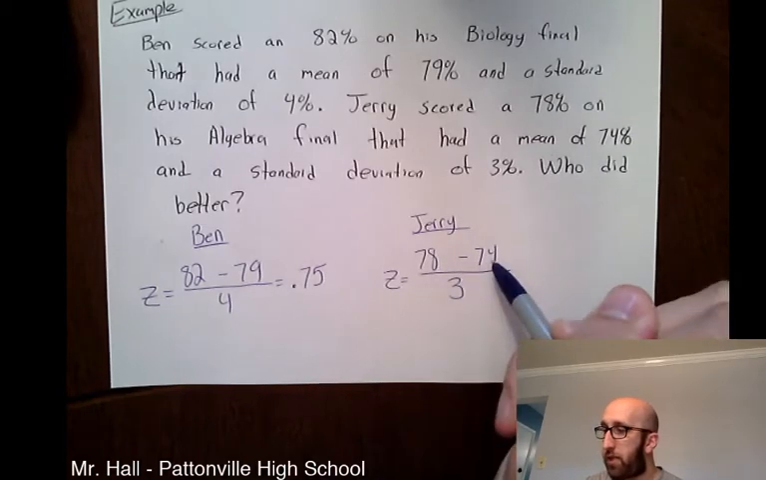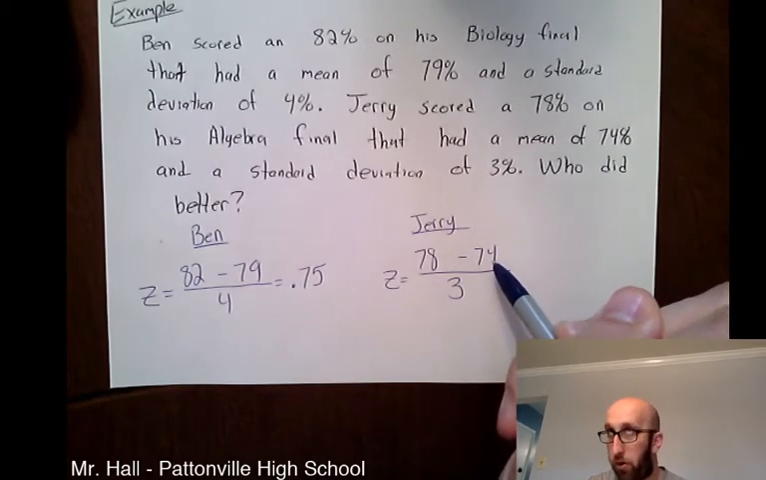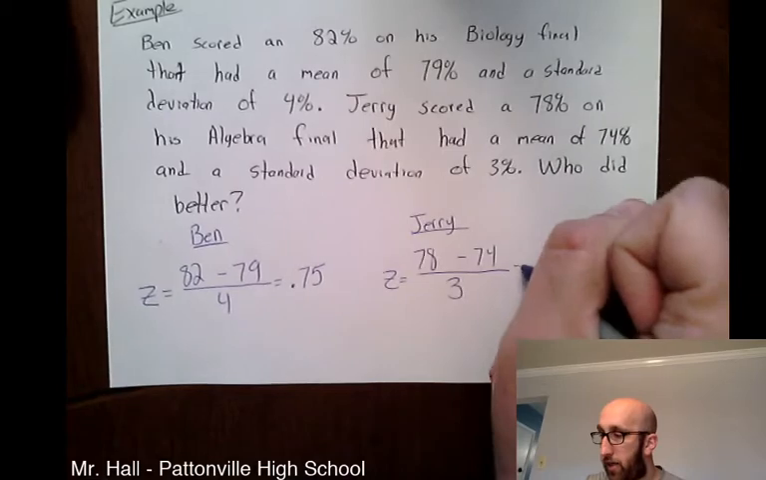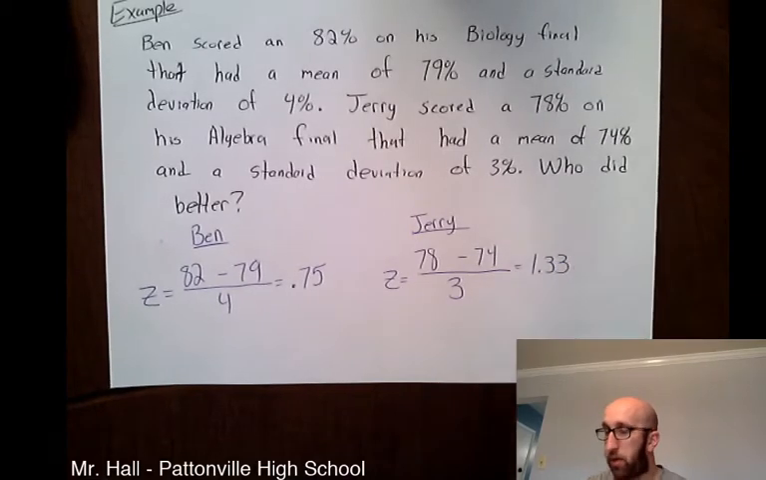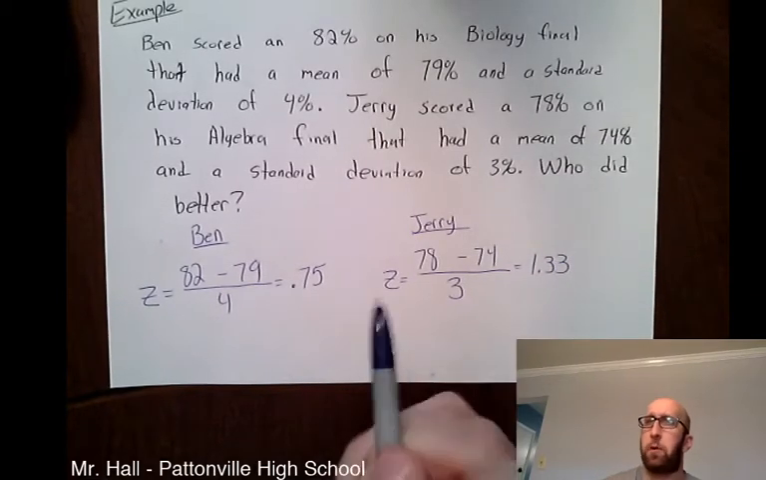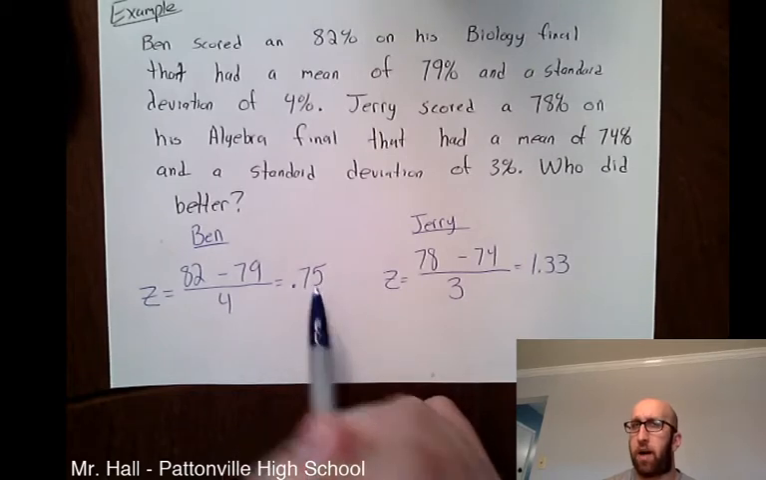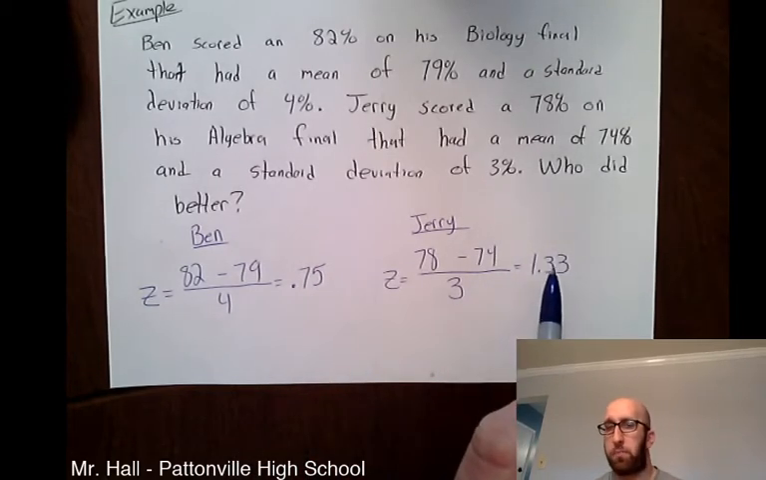So 78 minus 74 is 4. 4 divided by 3 is 1.33. So Ben has a z-score of 0.75. Jerry has a z-score of 1.33.